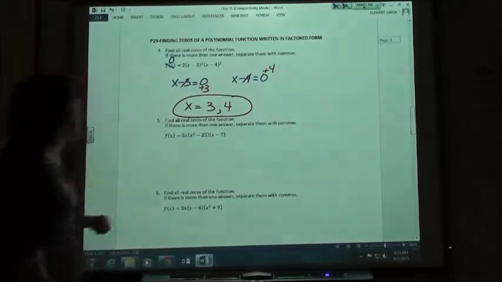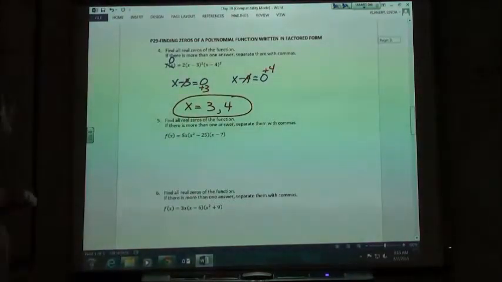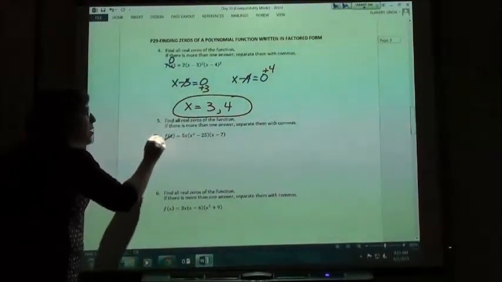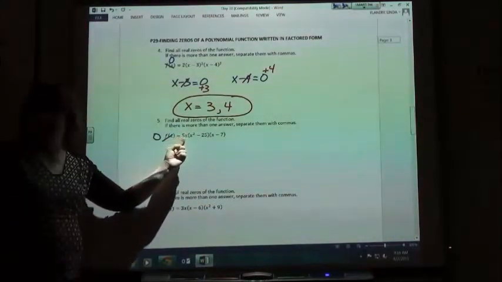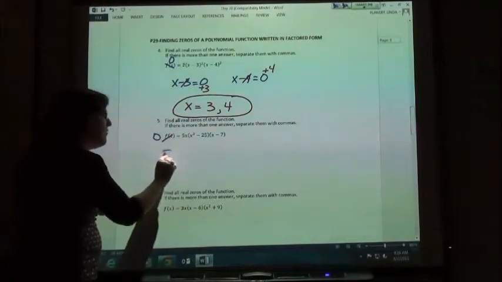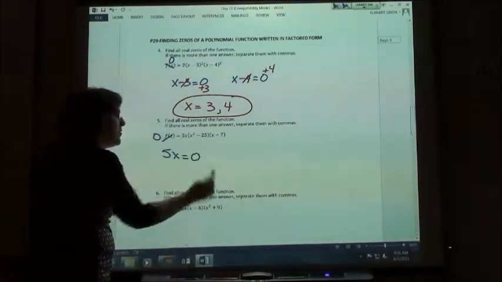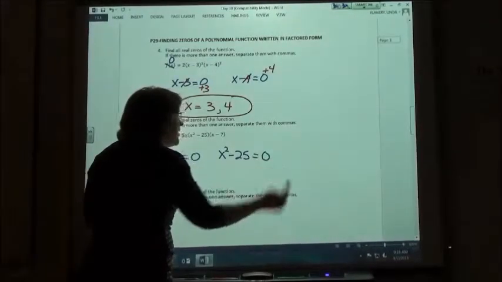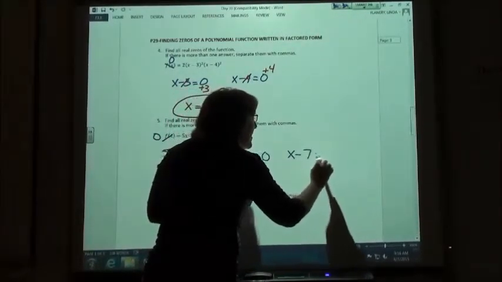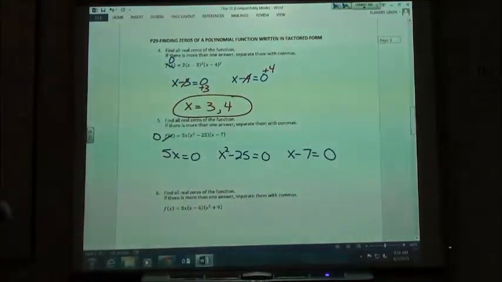So number 5 again, find all the real zeros of the function, which tells me that this part's going to equal 0 instead of the f of x. And I'm going to take each of my factors, set them equal to 0. This time I'm going to have 3 factors because you do see there is an x with this one. So either the 5x is going to equal 0, the x squared minus 25 is going to equal 0, or the x minus 7 is going to equal 0.